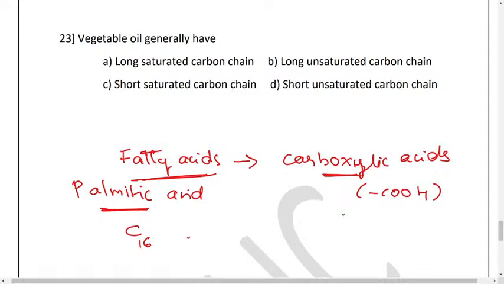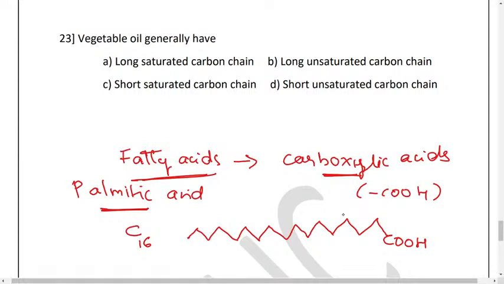15 carbons means, if I write this as a first carbon, second, third, fourth, fifth, sixth, seventh, eighth, ninth, 10th, 11th, 12th, 13, 14, 15, and the 16th one. What is that 16th one? If I consider that as a carboxylic group. See, long chain is there. Long chain carboxylic acids are called what? Fatty acids. Understood?